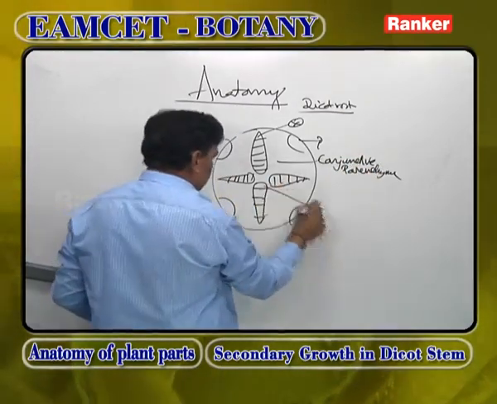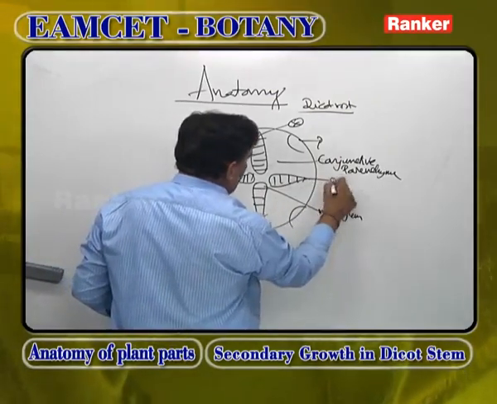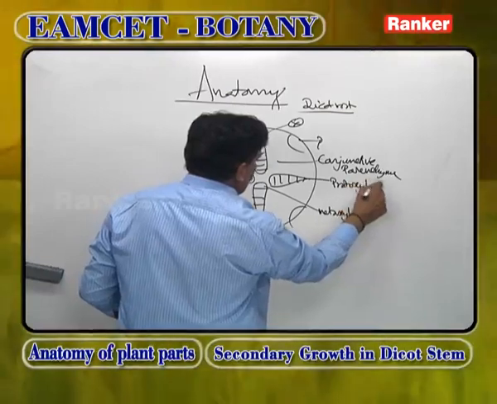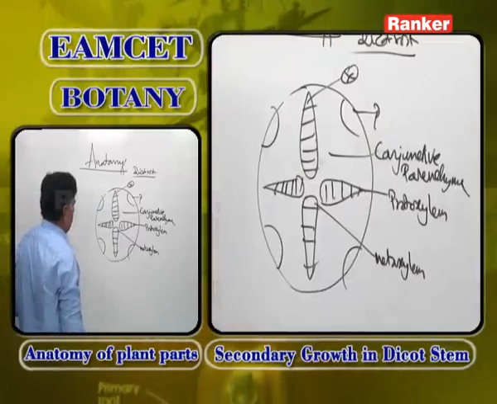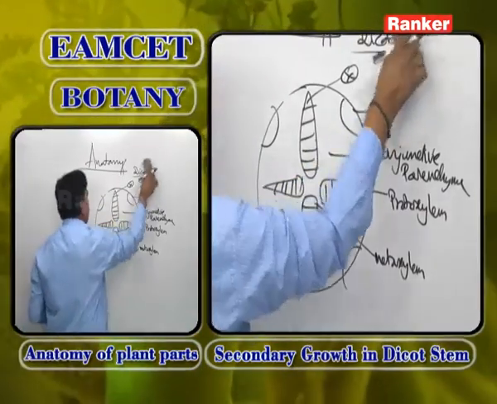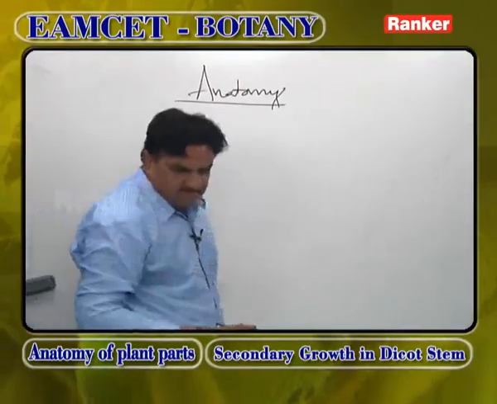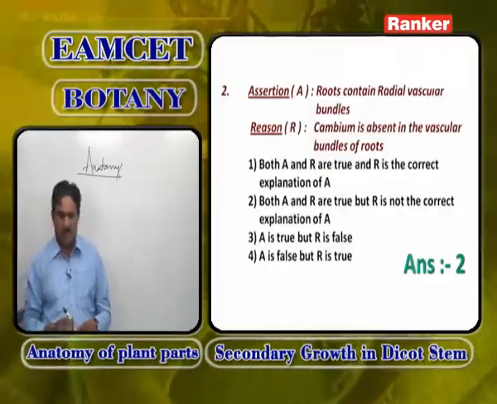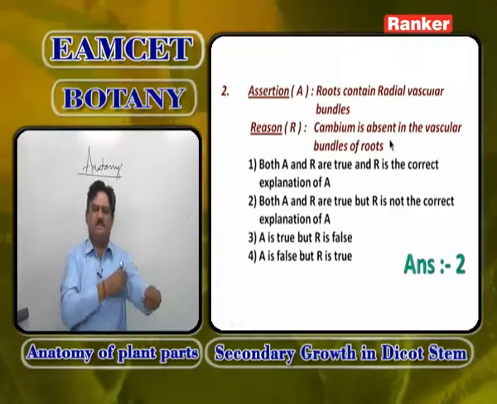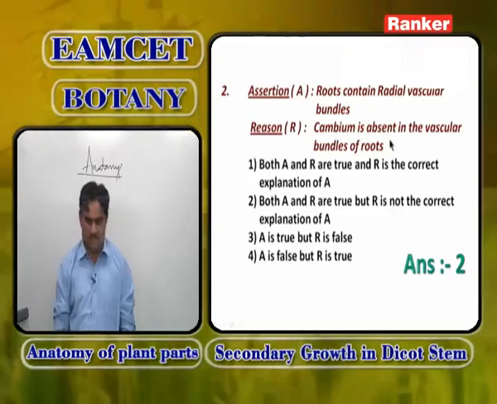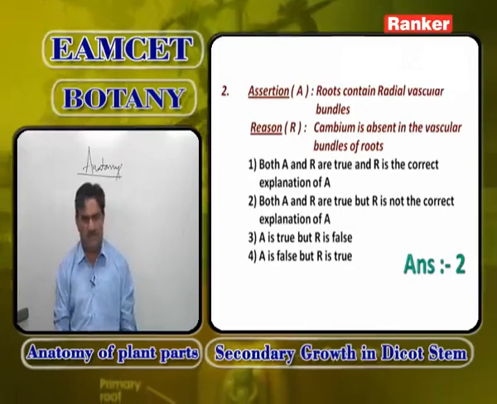Metaxylem is towards the center, towards the medulla, and protoxylem is towards the pericycle or periphery. This is called exarch. So this is a radial vascular bundle where xylem and phloem are arranged in separate radii. The assertion is correct. Cambium is absent in the vascular bundle of roots. Always in the roots, vascular bundles are closed. That means cambium is absent. But because of the absence of cambium, roots are not radial vascular bundles.